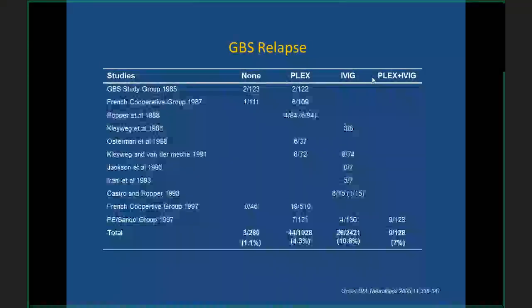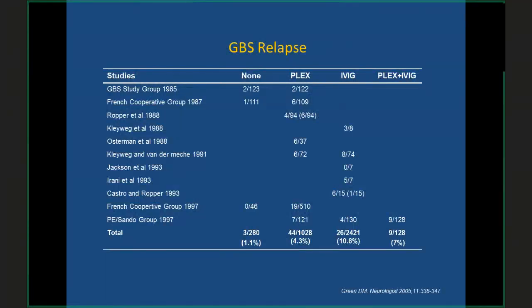Another question is about relapse. As we know, GBS is usually monophasic. Only about 1% of patients might have relapse symptoms. There are several studies trying to figure out the chance of relapse. In the group with no treatment, basically the patients used in clinical trials who probably just got a placebo, with no IVIG and no plasma exchange, there is about 1% relapse.